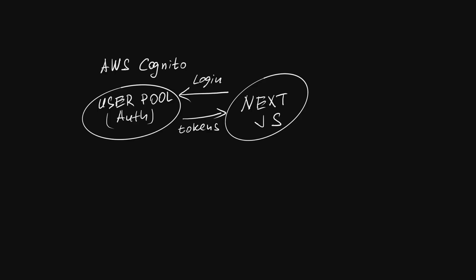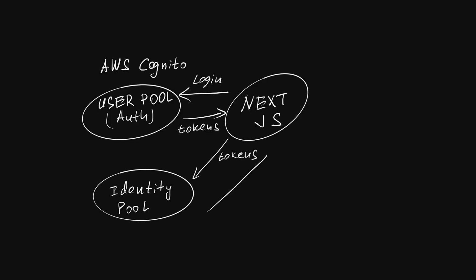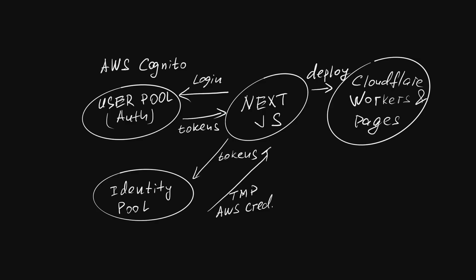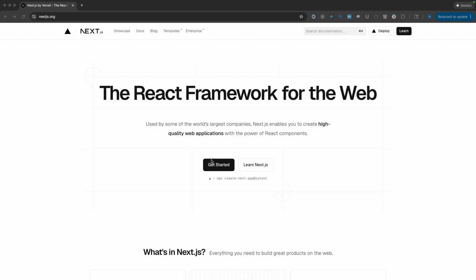Because we'll be calling other AWS services later, we'll also set up an identity pool. It takes that token and returns temporary AWS credentials. With those credentials, the app can make authorized requests to AWS. And once login works, we'll deploy the app to Cloudflare Workers and Pages. Okay, let's actually build it.